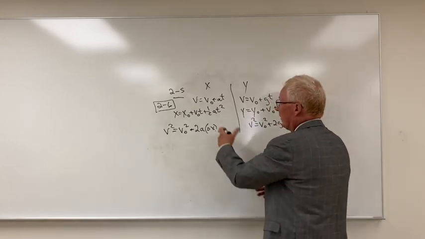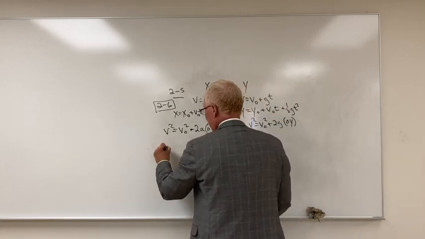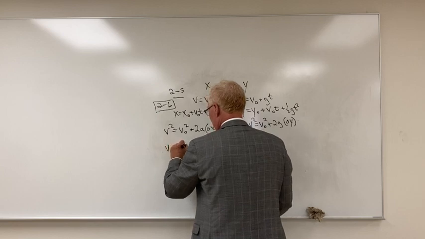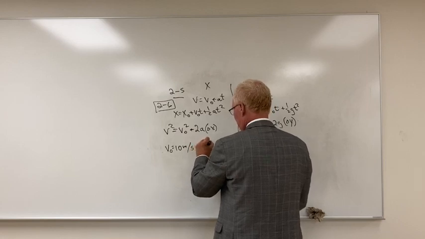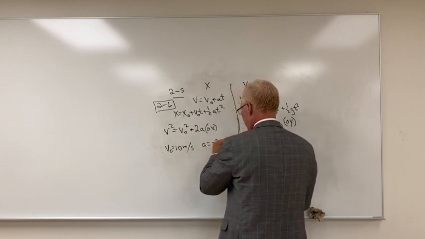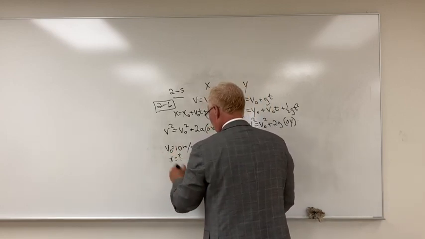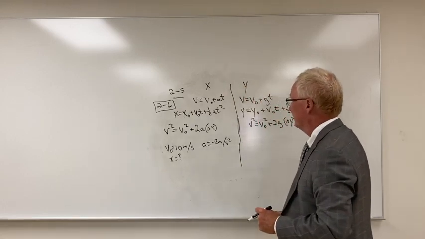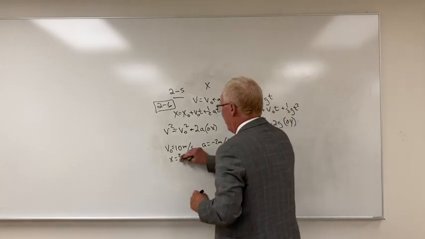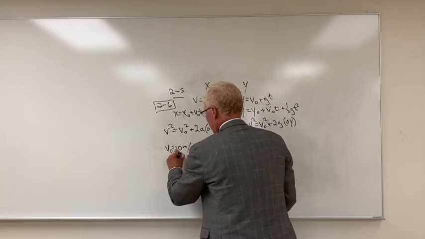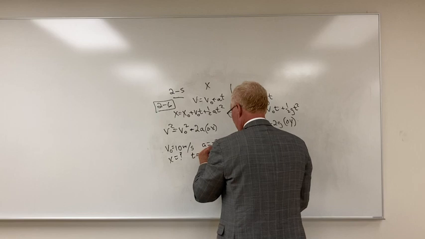So an example here, as far as what you could do for the horizontal direction, is say we've got an object with initial velocity of 10 meters per second and an acceleration a of minus 2 meters per second squared. How far does it travel in t equals 3 seconds?